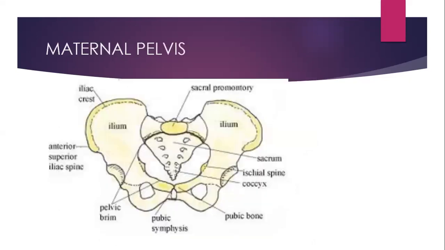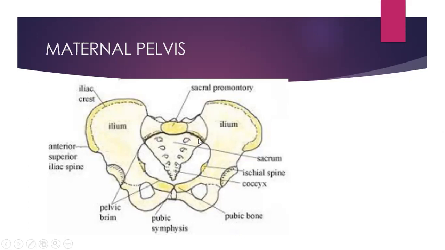Okay. So next thing is the maternal pelvis. The areas are symphysis pubis, pubic crest, pubic tubercle, pectineal line, and next iliopectineal eminence, and then the iliopectineal line. So here this is the iliopectineal line.